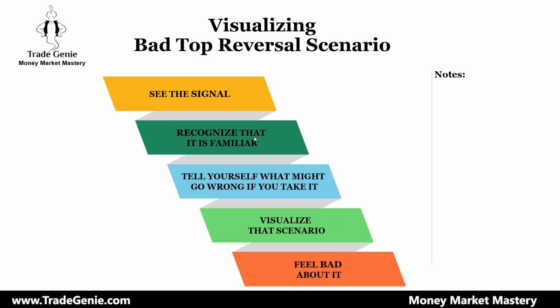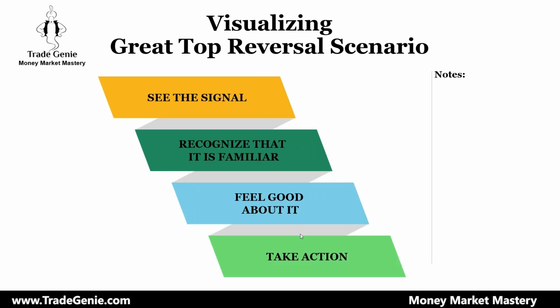So this is a bad scenario, visualizing a bad top reversal scenario. So don't do this. You need to do it like this. You need to go through this process. You see the signal, you recognize it's familiar, and you're feeling good about it inside, your internal signal. So this is your external signal, this is your internal signal. So external plus internal, just the way I'm telling. And then you take bold and courageous action. So this is visualizing the good way of analyzing things.